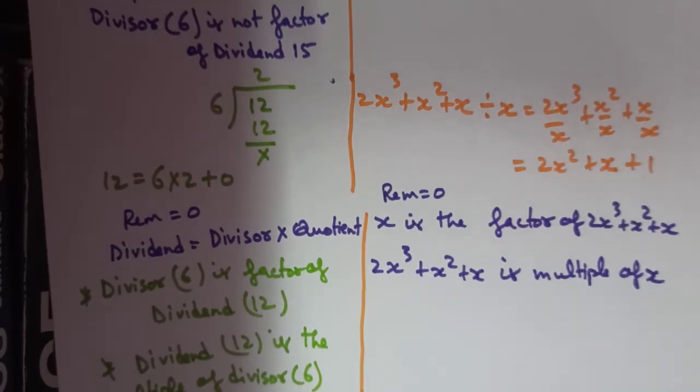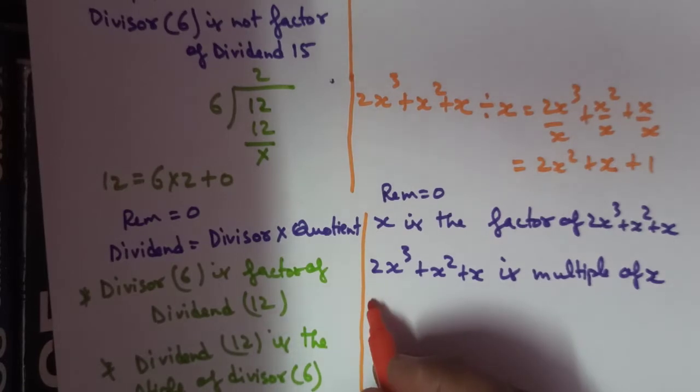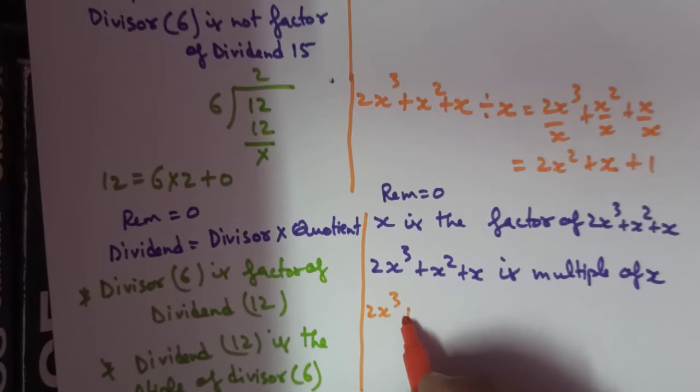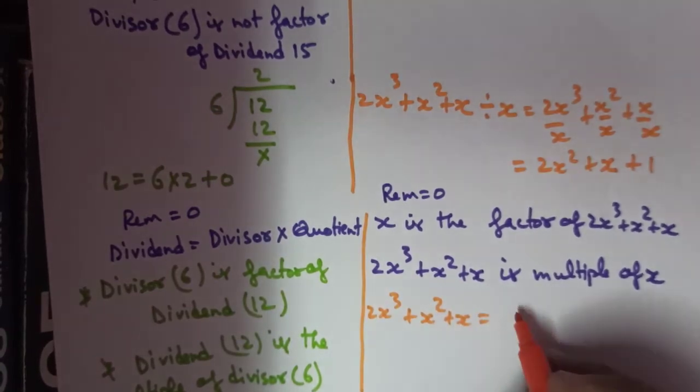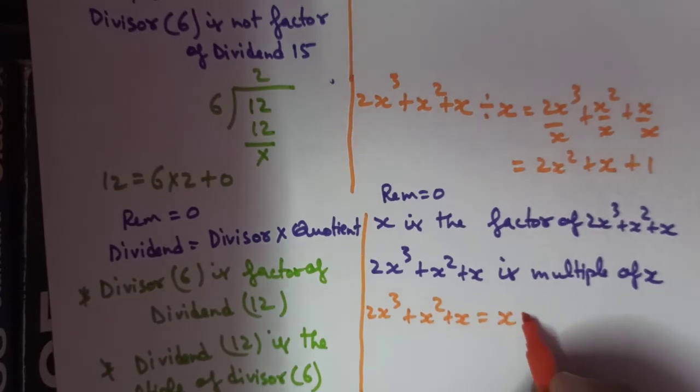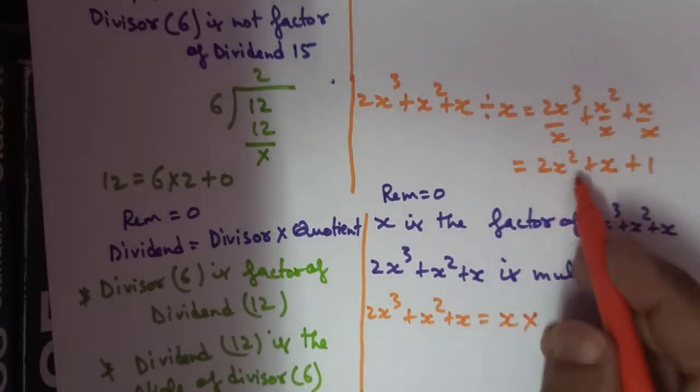Okay, and if we want to write it in the form of the division algorithm, it can be written as the dividend, that is 2x cube plus x square plus x, equals the divisor, that is x, times the quotient. Quotient we have got here.